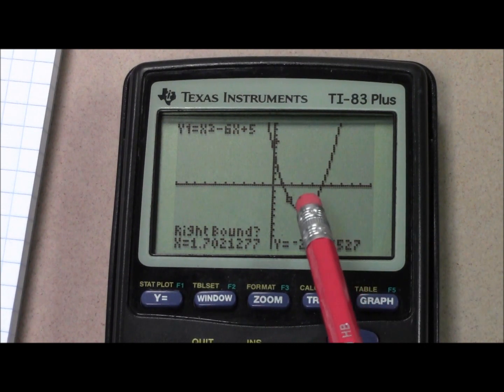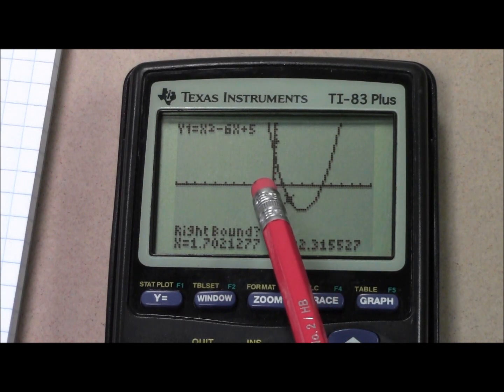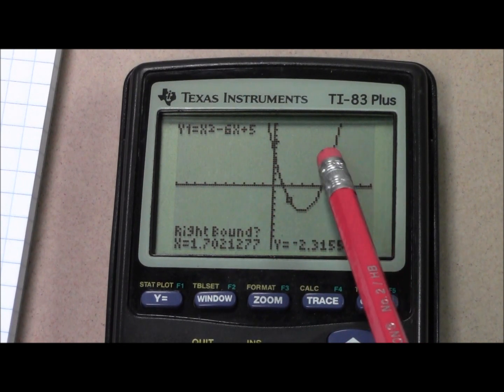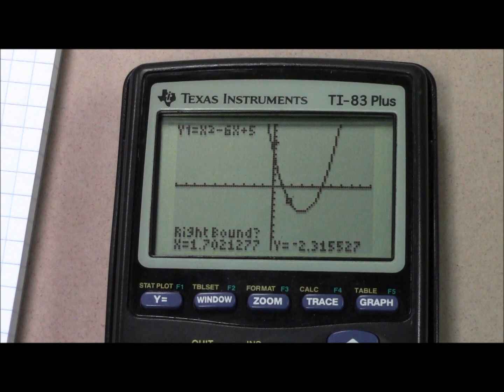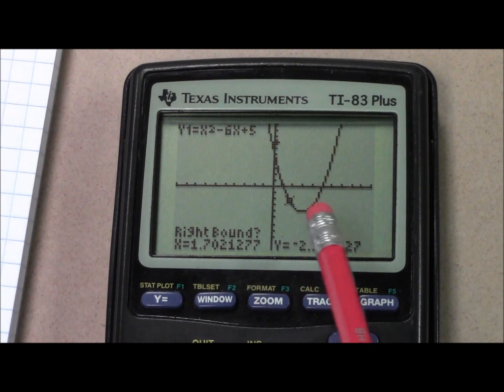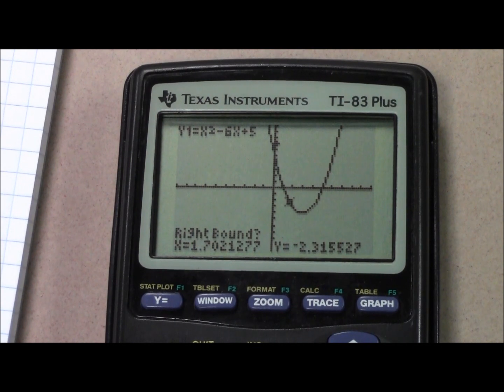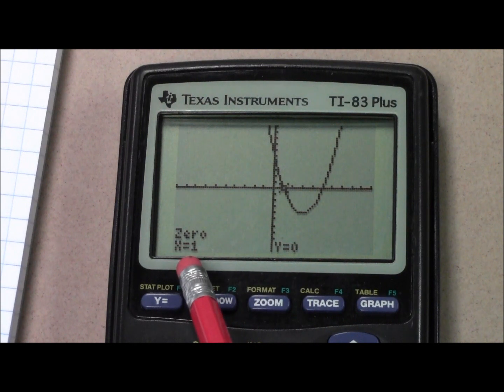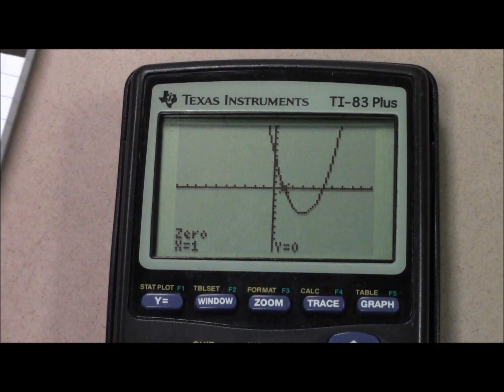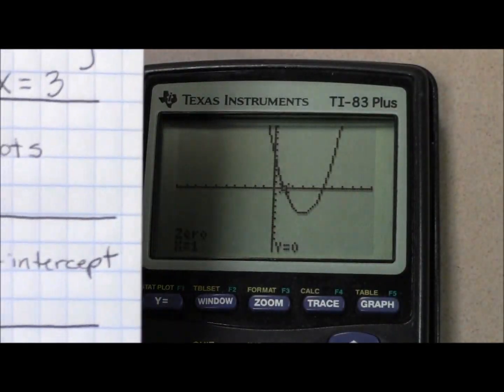So what we need to do is move it to the right of that point. Now you've got to be careful. You move it to the right of that point, but don't move it all the way over here. If you do that, it'll confuse it and it's going to give you an error because there will be 2 roots in that zone, and it only shows you 1 root at a time. So we move it down there and hit enter again for the right bound. Once again, your calculator makes a guess, so we hit enter. And so one of our zeros, or one of our roots, is 1. The x-coordinate is 1. The y-coordinate is 0. So one of our roots is actually 1.